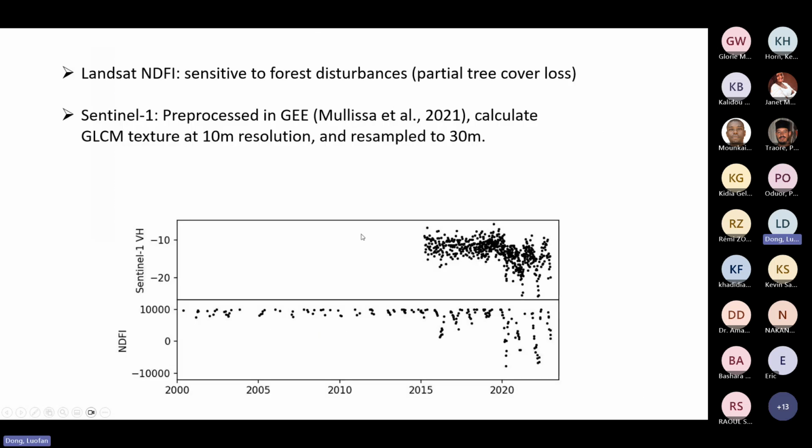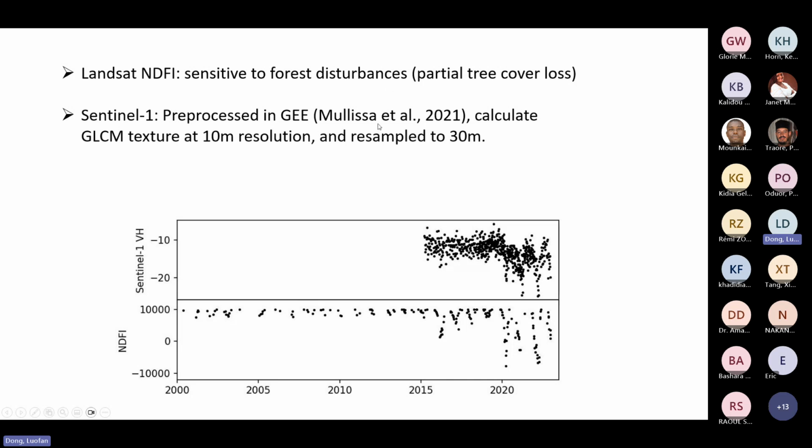Now move to my part. I'm using an index called NDFI, which is very sensitive to forest disturbance, especially partial forest loss. This is very useful in dense forest cover. And I also combine Sentinel-1. The Sentinel-1 I'm using is pre-processed in Google Earth Engine.